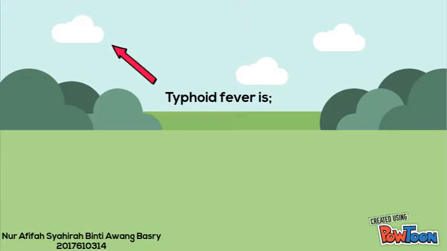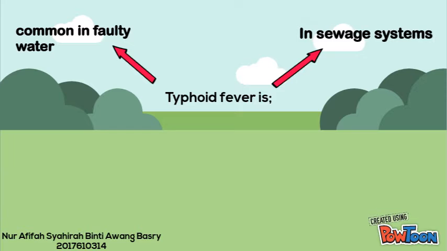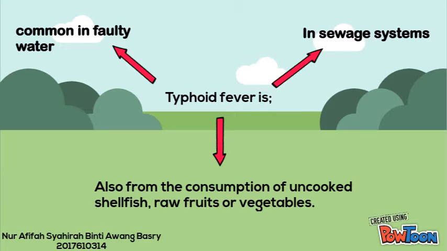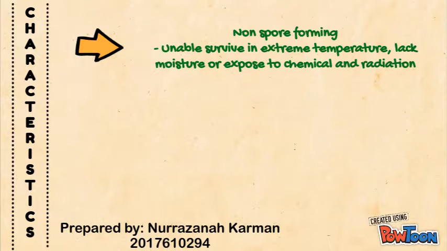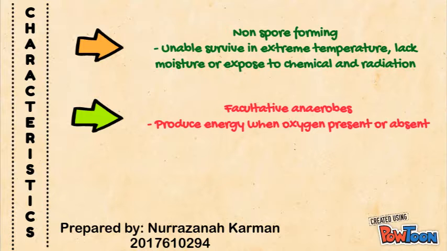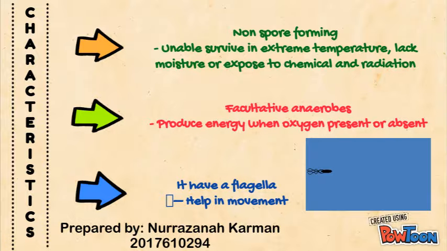Typhoid fever is common in faulty water, in sewage systems, and also from the consumption of uncooked shellfish, raw fruits, or vegetables. Next, it is a non-spore-forming bacteria. Furthermore, it is a facultative anaerobe, because it is able to produce energy when oxygen is present or absent. Lastly, it has flagella that help in movement.